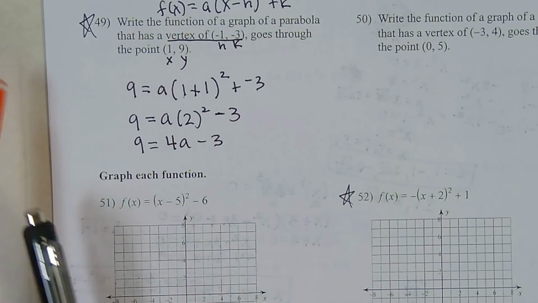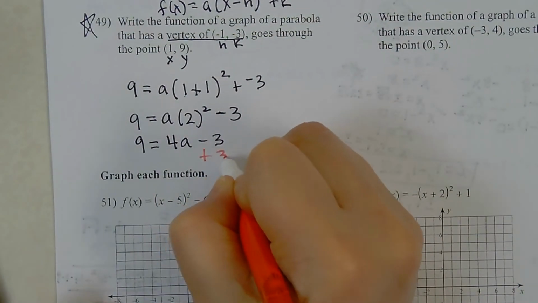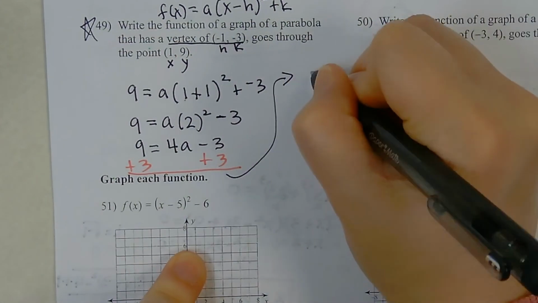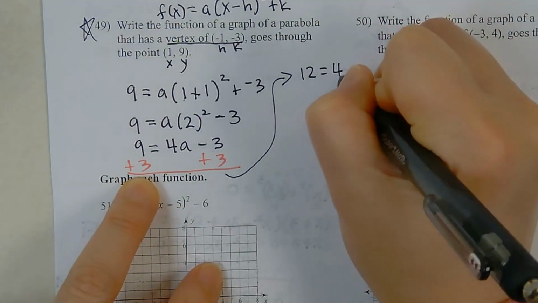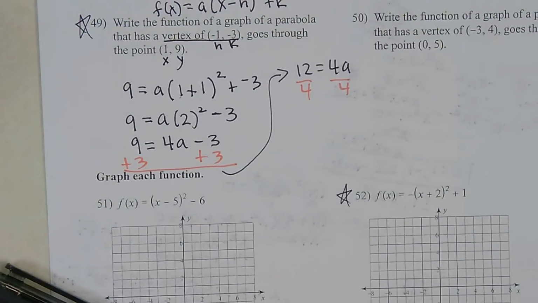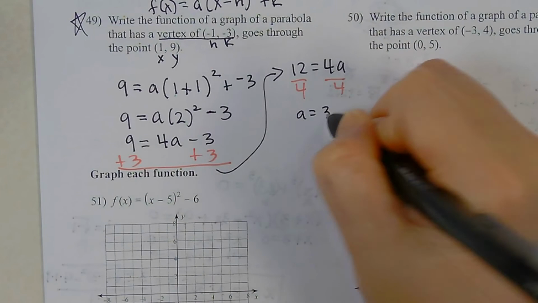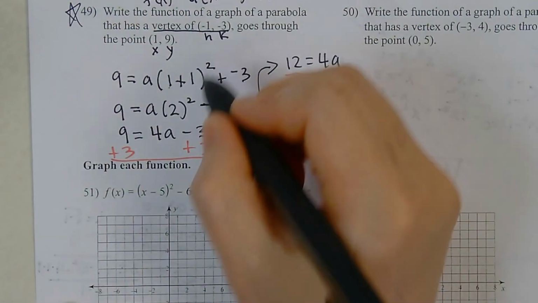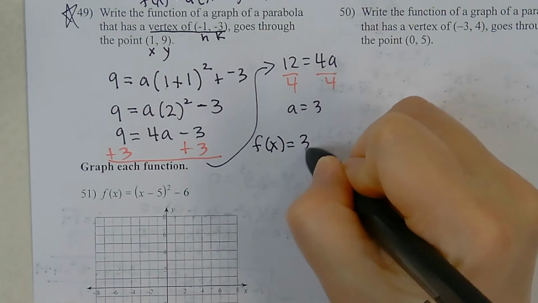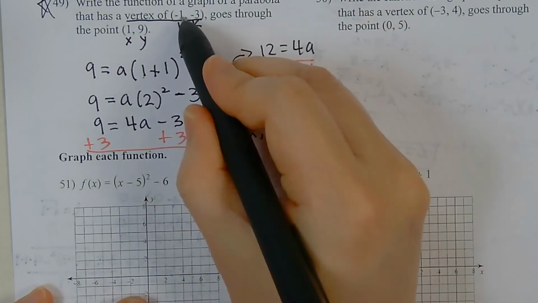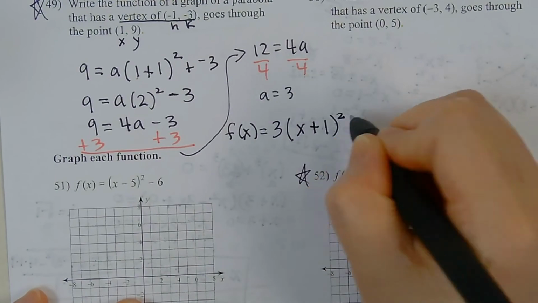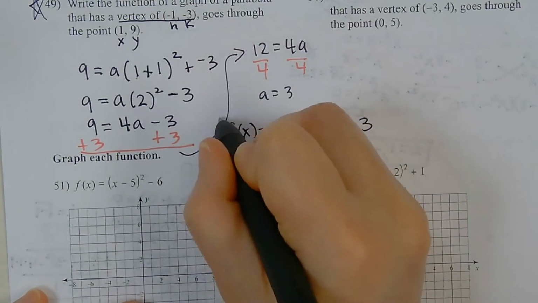Oh, look, it's a two-step equation. Add 3 to both sides, and that's 12 is equal to 4a, and then divide by 4 on both sides, and you get a is equal to 3. All right, now we're just going to write our function down. So we know a is 3, parentheses x minus h, so minus a negative 1, so that's a plus 1. Don't forget the square, and that's going to be minus 3. So now that's in vertex form.